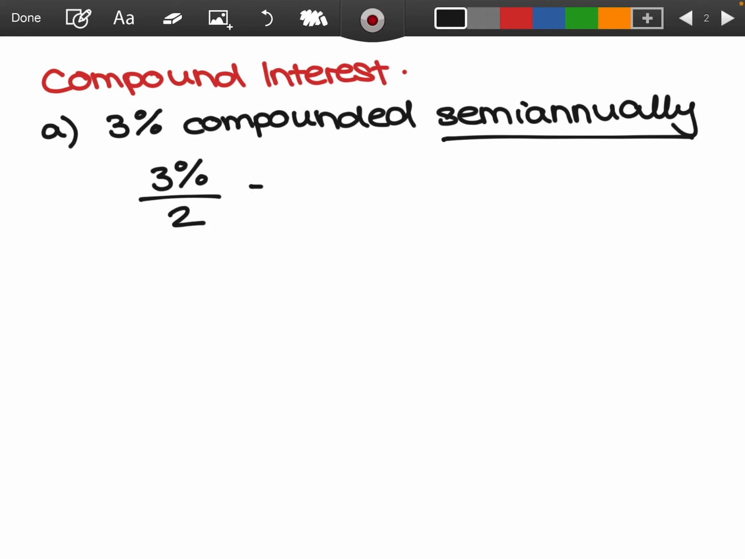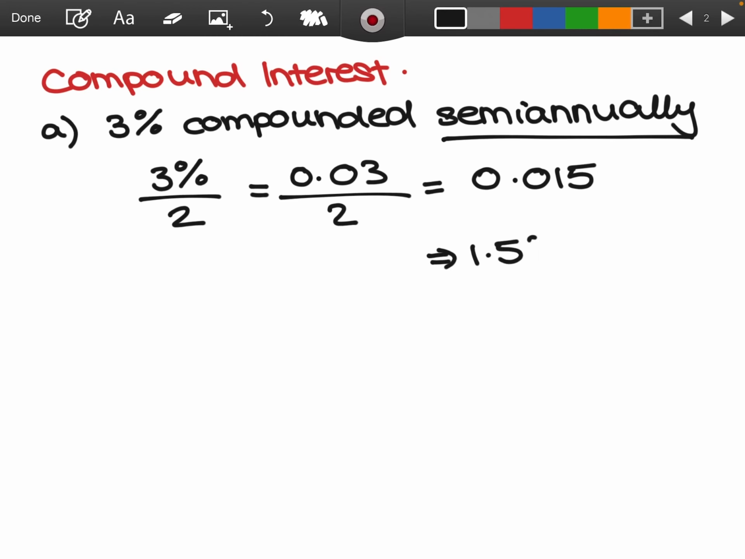So it's 3% divided by 2. Whenever you get one of these, this is the reason I went through a problem like this, to guide you step by step. Always put your percentage as a decimal, okay? And then convert back at the end. So that would be 0.015, which means that we have 1.5%, okay? That tells me that every 6 months, so semi-annually, I'm going to accrue 1.5% interest on my initial amount.